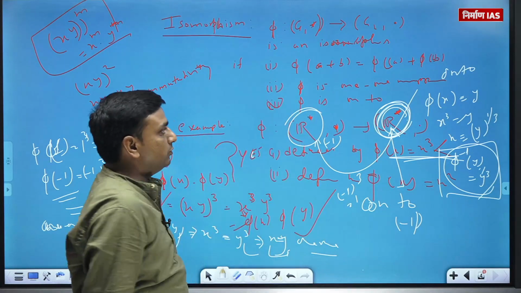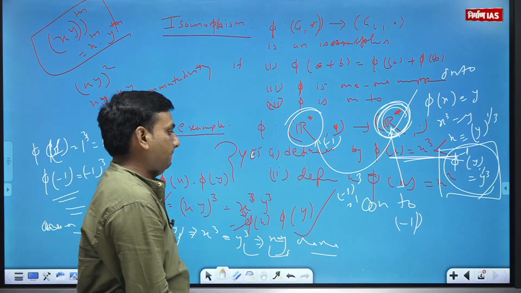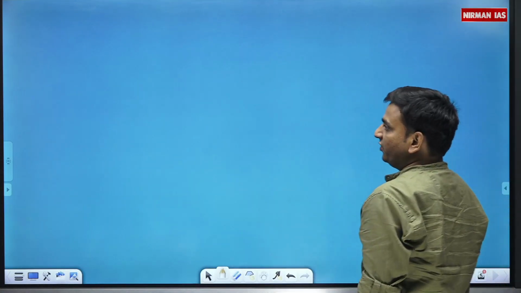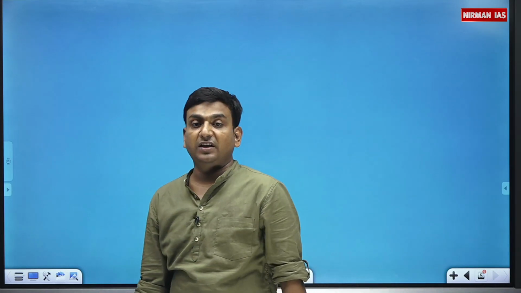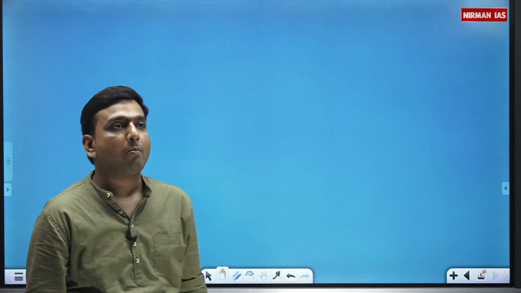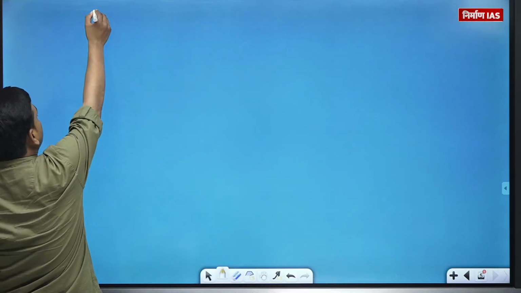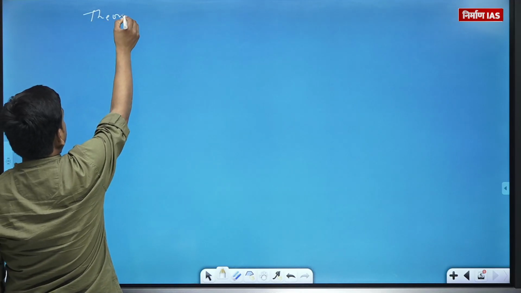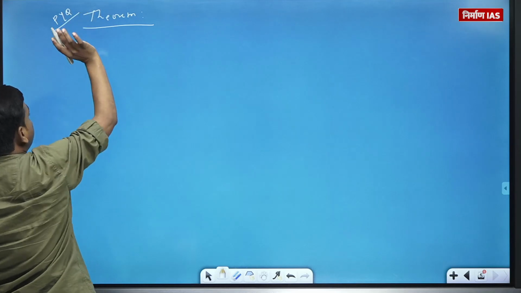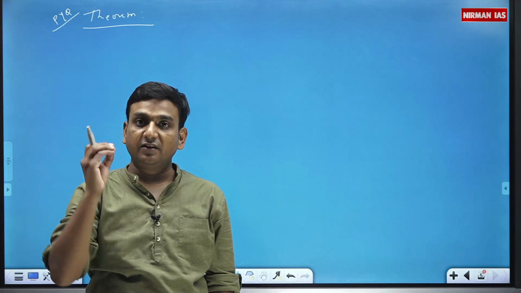So I hope isomorphism is clear to you guys now. We have two very standard examples in isomorphism, and those you can call theorems also. Number one, you can say exam point, PYQs, whatever you wish, you can write. Yes, they have asked this in recent exams also.